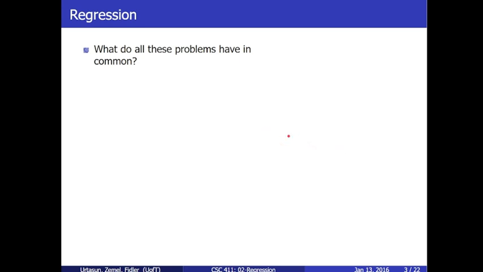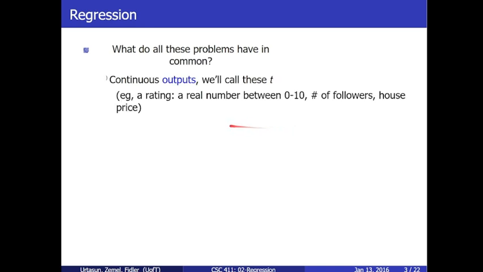So what do all of these problems have in common? The movie, the post, or the price of the house? They all have continuous outputs, and we can call these T. For example, a rating would be a number between 0 and 10. The number of followers is continuous, and the house price is continuous. Last meeting we covered the difference between continuous and discrete. Continuous is a number that can fluctuate in between, and discrete has a set value.